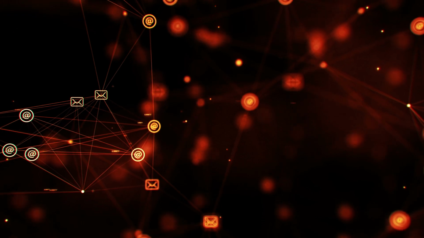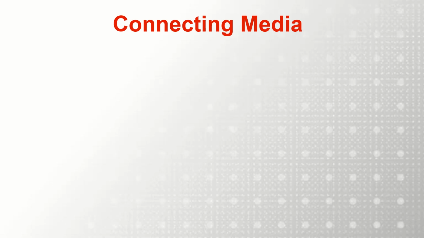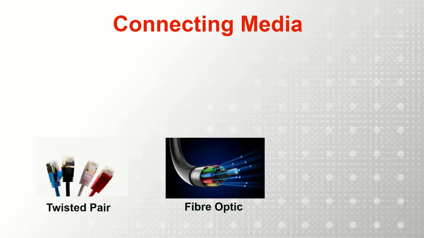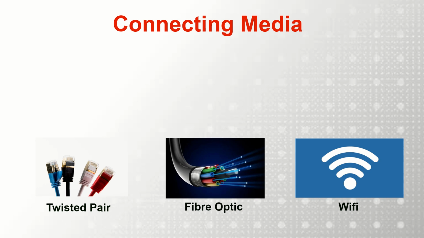In order to communicate, these computers and other devices have to be connected together in some way. This is done using connecting media. We can use twisted pair cabling, fiber optic cabling, or even Wi-Fi radio signals as a type of connecting media for all of these different devices.